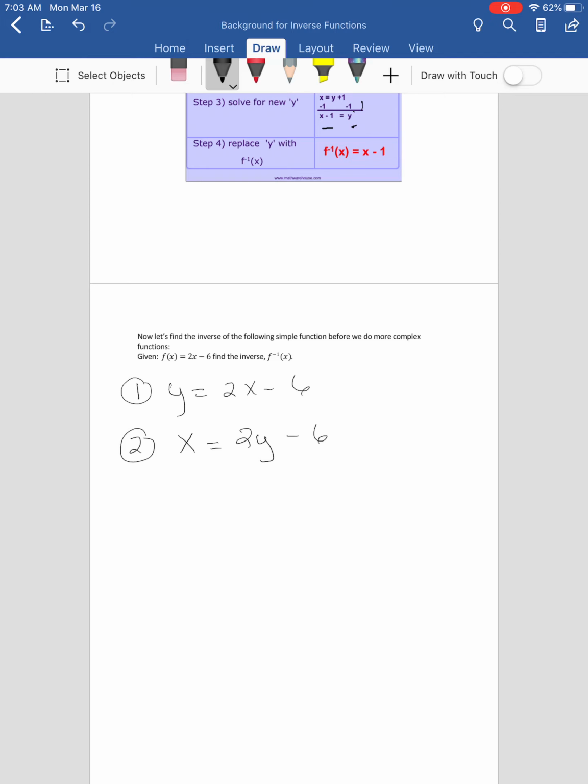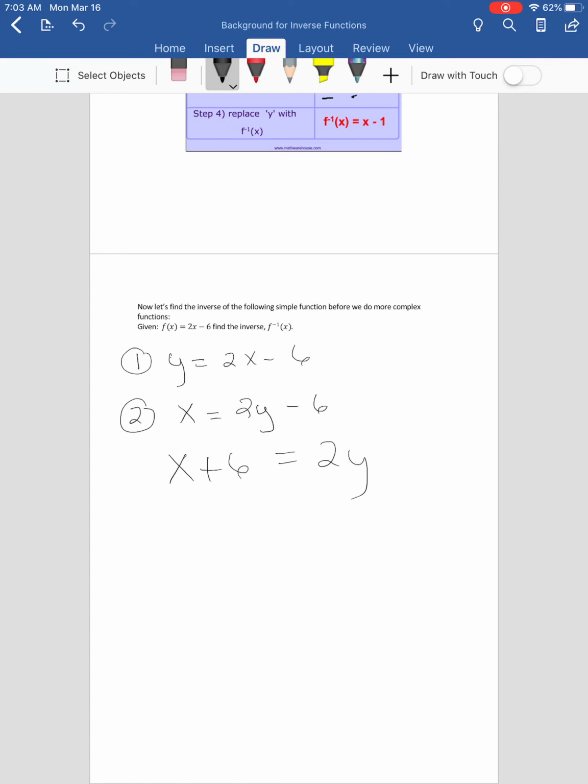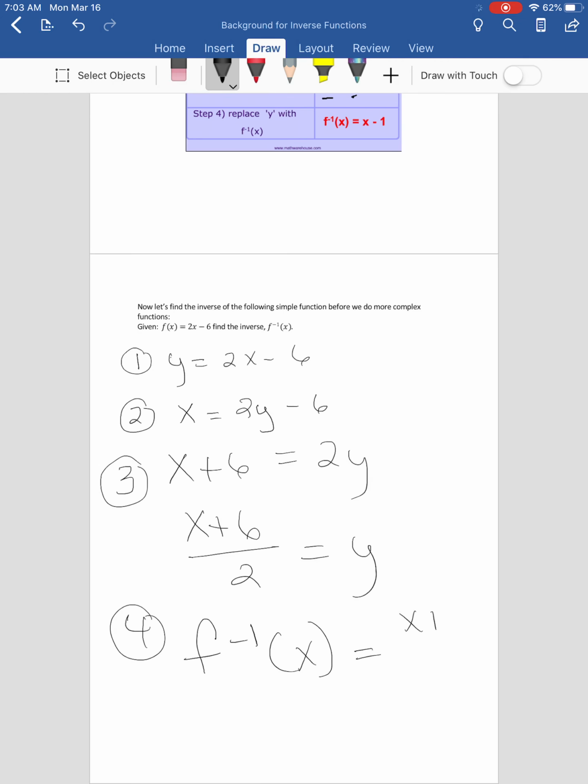I'm going to move the 6 over. Add 6 to both sides, and then we will divide by 2, and we have y by itself. We have solved for y. So after we interchanged, then we started solving for y, and our last step is to replace y with f inverse of x. And you can leave it like that if you want to.